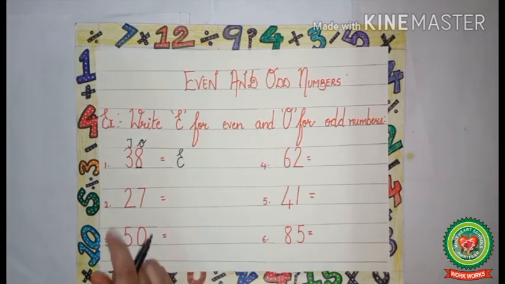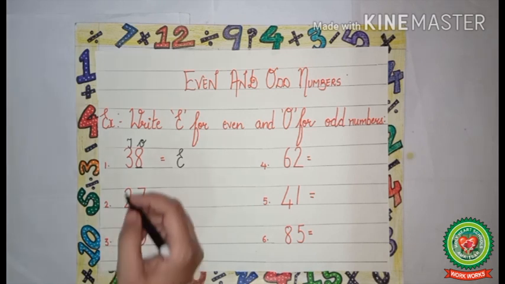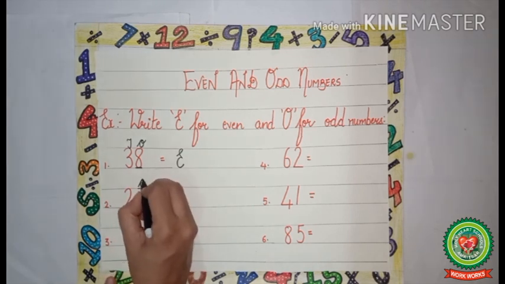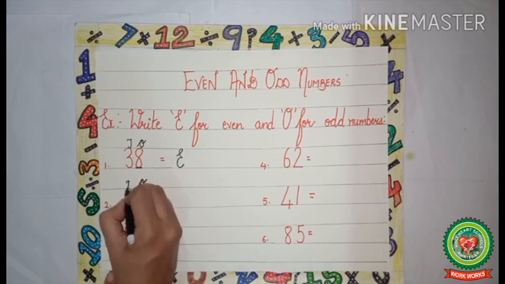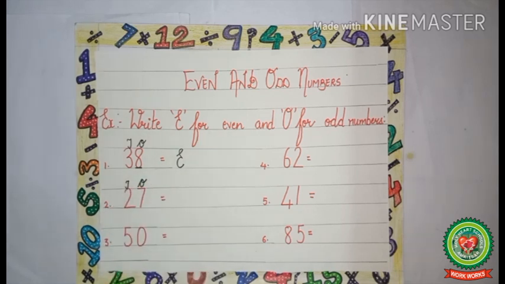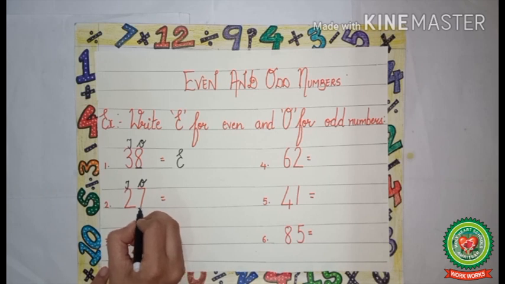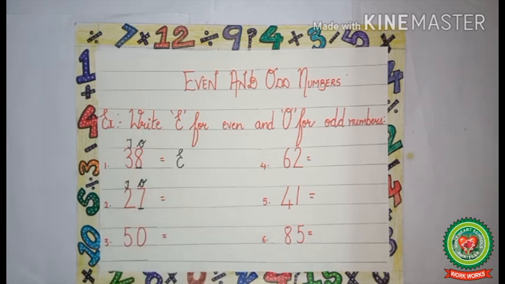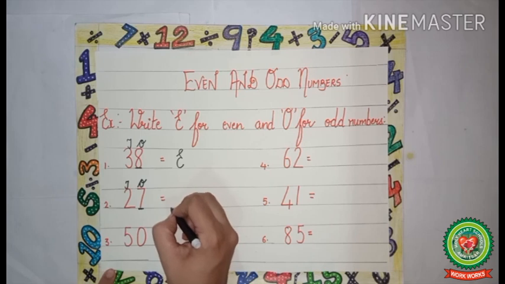Now the next number is 27. To find out that whether this number is even or odd, our first step is to write down the place value chart again. So we will write ones and tens. Now again we will underline the ones place digit, that is 7. Now 7 does not come in the table of 2. This is odd. We will write O here.